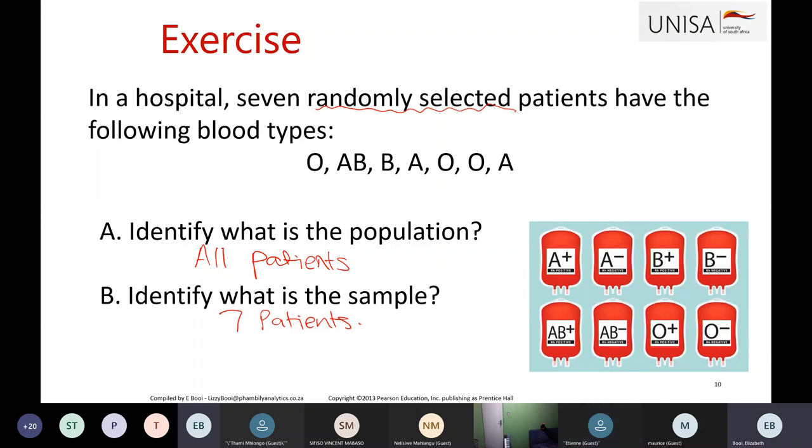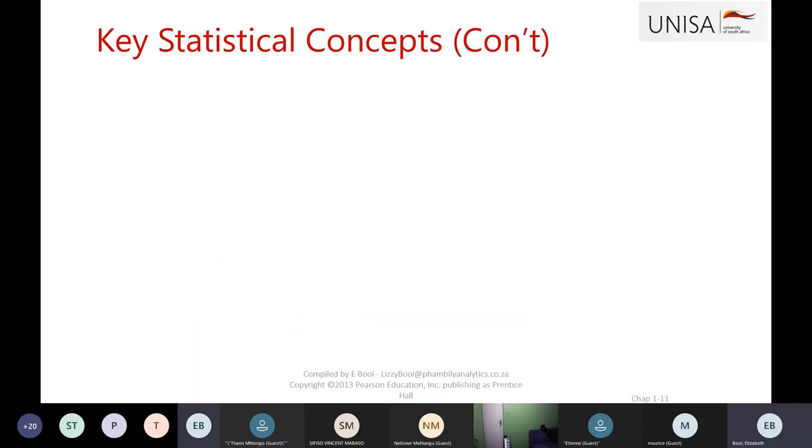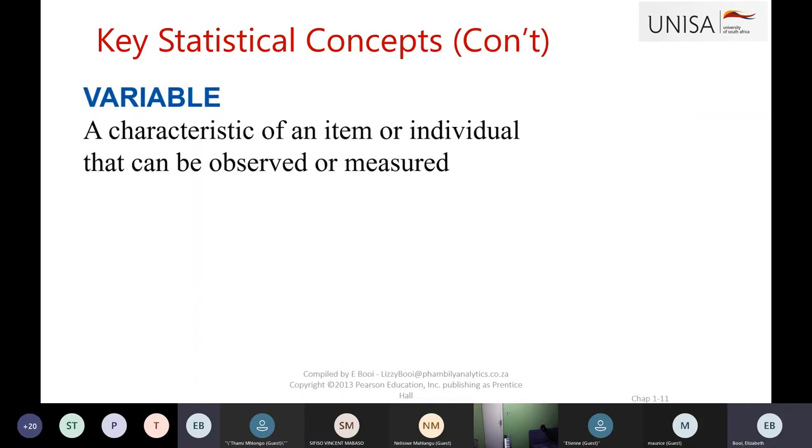So from this, we want to study those seven patients, but we are interested in their blood type. So blood type, and the O's and the B's and the A's, are what we call the variable. Blood type is a variable, and the O and the B is the data that comes from there. So what is a variable? Like I said, blood type is your variable. A variable is the characteristic that defines the population or a sample, and that characteristic you can observe or you can measure.